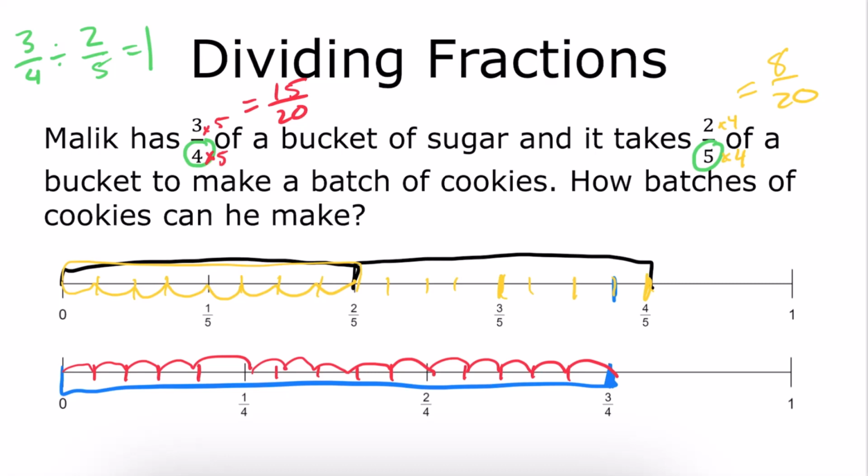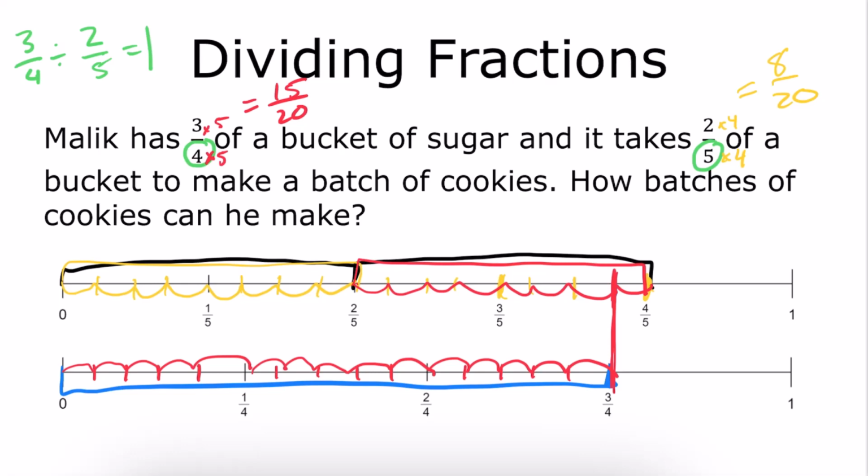Okay, now the whole reason why this is useful is because now the bucket of sugar is split up into small enough pieces that these two sections line up with each other. And so now I can figure out how much of a batch of cookies this amount of sugar will make. So when I look at a full batch of cookies, it looks like it takes 1, 2, 3, 4, 5, 6, 7, 8 twentieths to make a full batch of cookies. And that makes sense because 2/5 equals 8 twentieths.